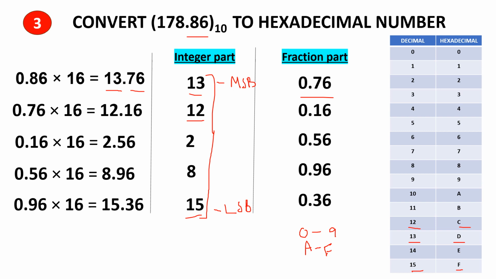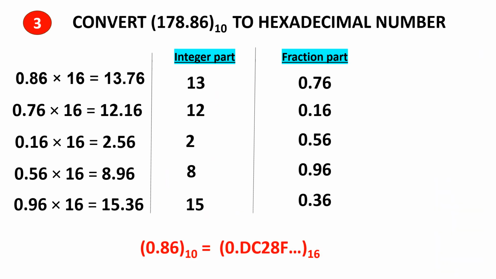The answer you have to write from top to bottom. This is the answer. So for 13 it is D, for 12 it is C, and for 15 it is F. So the answer is point D, C, F.